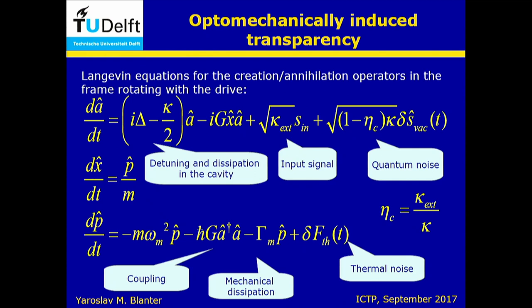So we have x dot, which is p over m, which is not very surprising, I guess. And we have p dot. And in p dot, you have the actual force acting on the oscillator. So you have the restoring force of the oscillator. You have the force coming from the radiation pressure, which would be proportional to a dagger a. You add by hand mechanical damping.